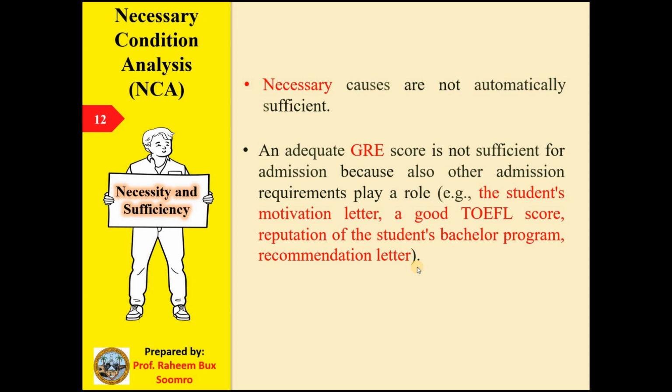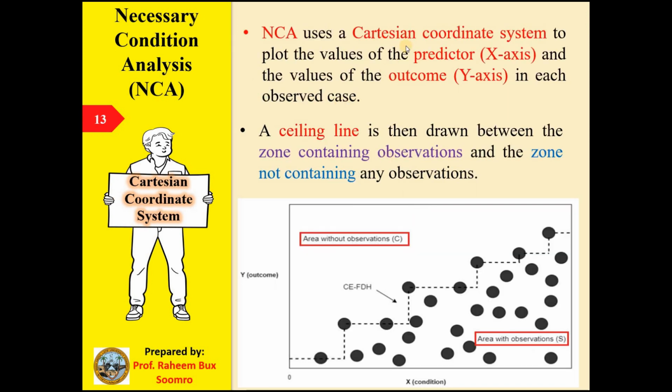So here three things are there: the outcome, which is admission in the program, the necessity, which is the GRE score, and the sufficient things, which are all these others. Now NCA uses the Cartesian coordinate system to plot the values of X and Y. Here you're looking at X as the condition and Y as our outcome. The ceiling line is then drawn between the zone containing observations and the zone not containing any observations.